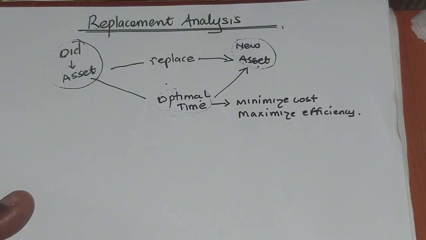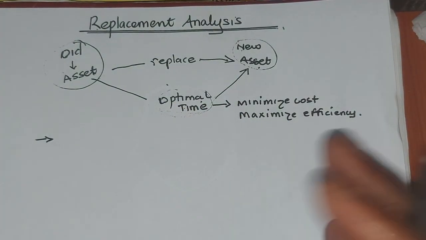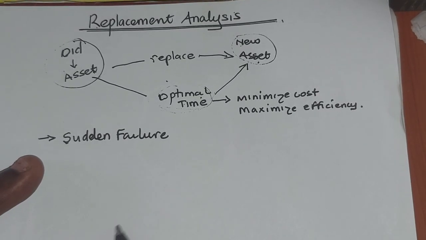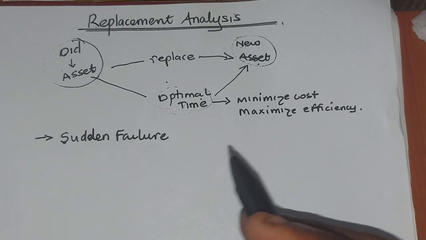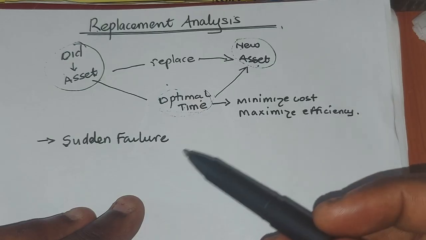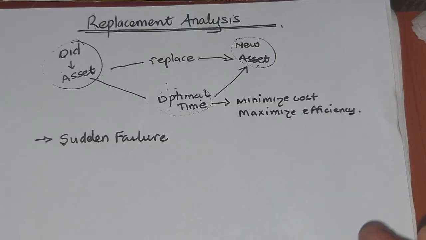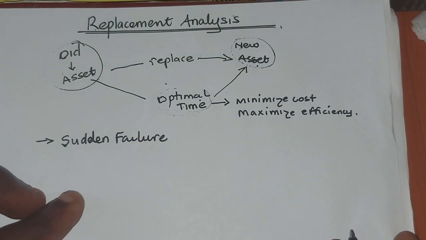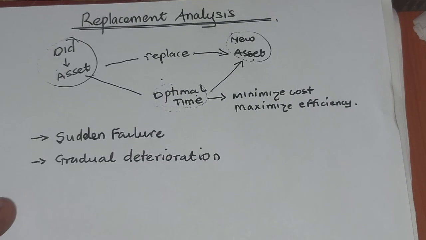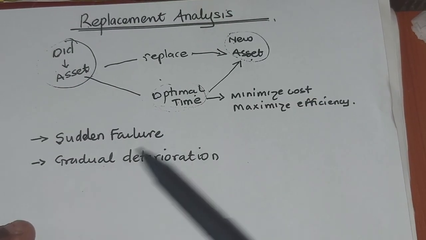Now based on these facts, the assets are classified into two. Number one is sudden failure, that is, assets that fail suddenly. Examples include electric bulbs, transistors in big machines, computers, television sets. They can fail suddenly. That is sudden failure. And number two, assets that deteriorate gradually. That's gradual deterioration.